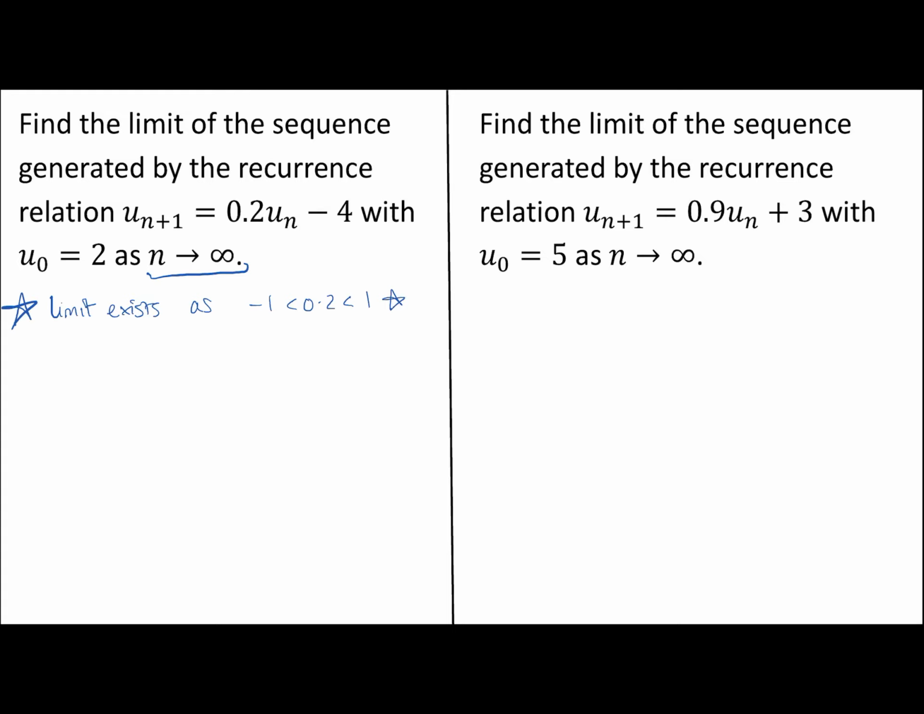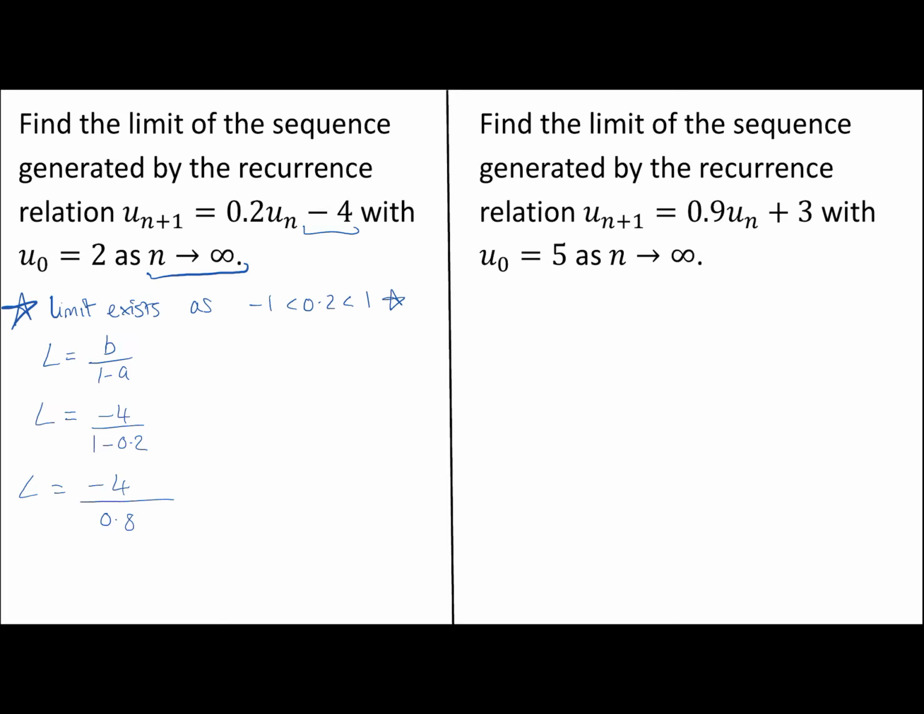Next thing I'm going to do is write down the limit formula. So L is equal to B over 1 minus A. So in this instance, B is negative 4. So I've got negative 4 over 1 minus A, so it's 1 minus 0.2. So negative 4 over 0.8.